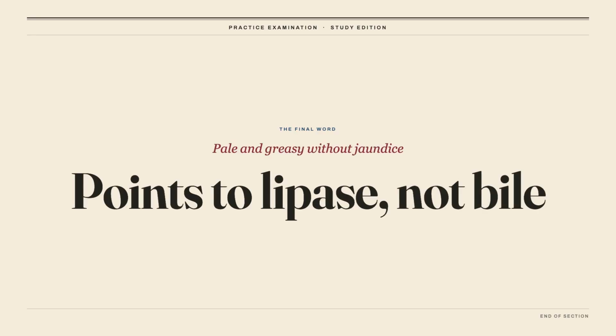Biliary obstruction mimics this picture, but announces itself with jaundice, dark urine, and rising bilirubin. Pale stools with jaundice point to the bile duct. Pale, greasy stools without jaundice in a damaged pancreas point straight to lipase.